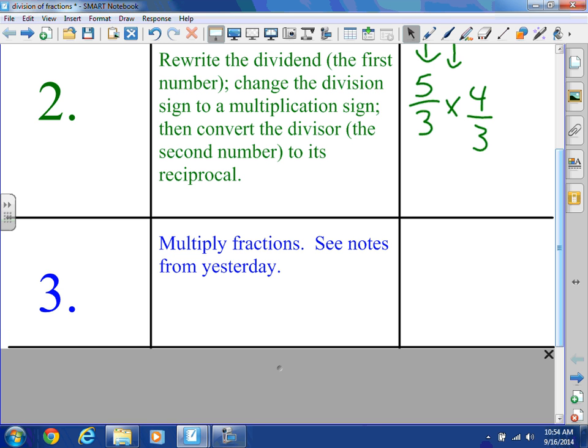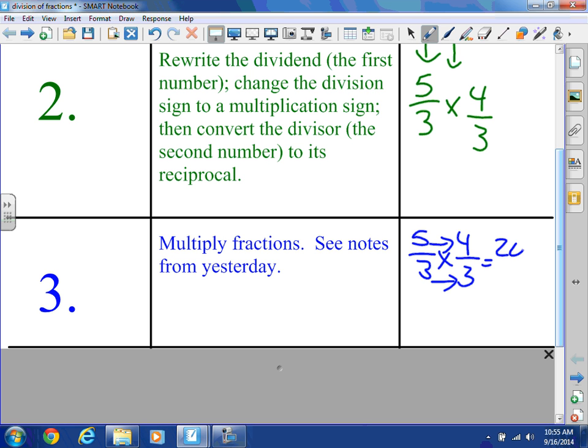Is you're going to multiply the fractions just like yesterday. So if you don't remember what to do to multiply fractions, see your notes from yesterday. You multiply the numerators, you multiply the denominators, then you rename and reduce. So here I have 5/3 times 4/3. I multiply across and I multiply across.